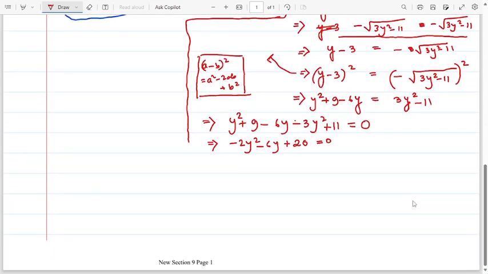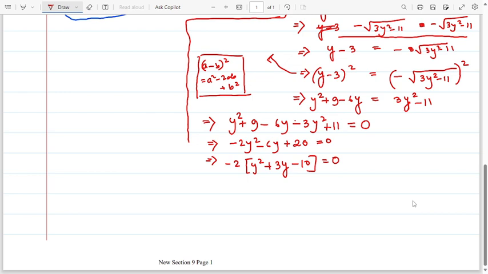So therefore, what do we have now? Okay, please see this step. I want to factor out minus 2. And what are we left with? Minus 10. Okay.